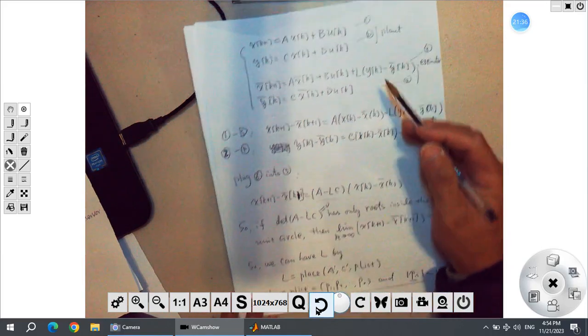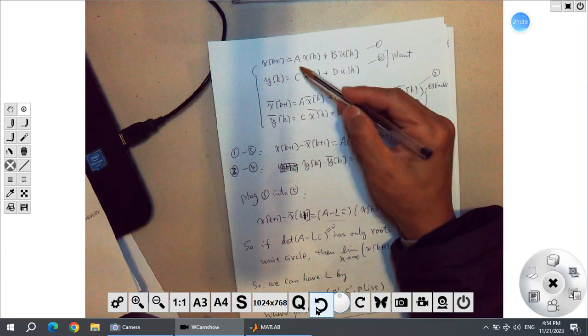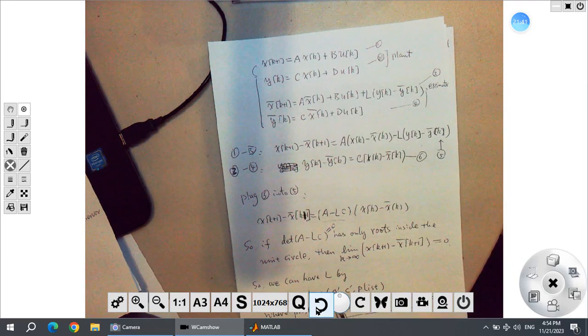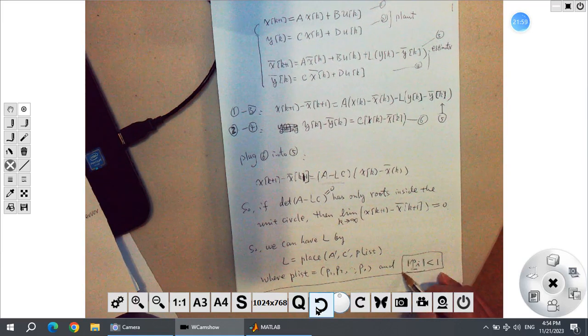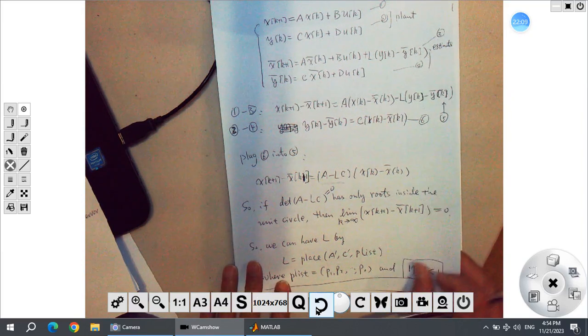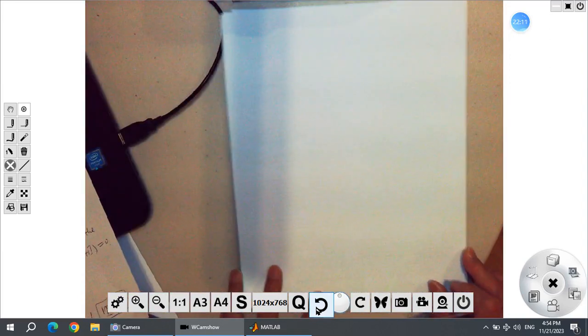Then the original system is A, B, C, D, so you have A and C, right? You put A transpose, C transpose here, and the pole list here. You can get it. So this is quite similar to the continuous case. The difference is you need to choose poles inside the unit circle, not in the left half plane. It is inside the unit circle. And similarly, we also have the condition for controllable and observable.